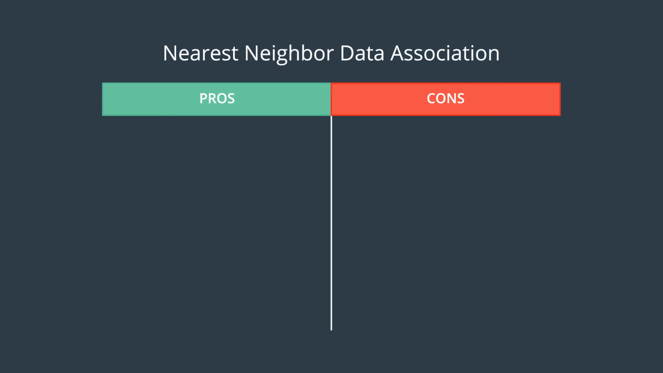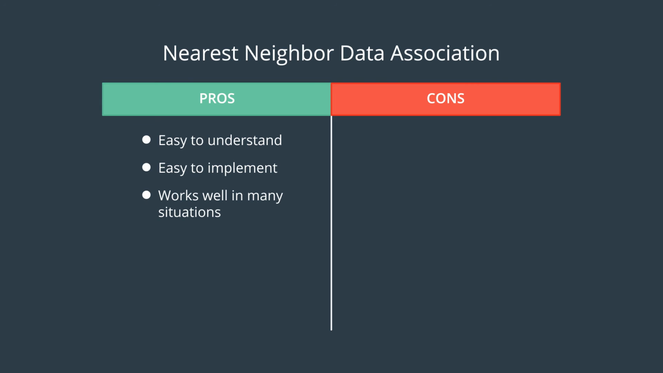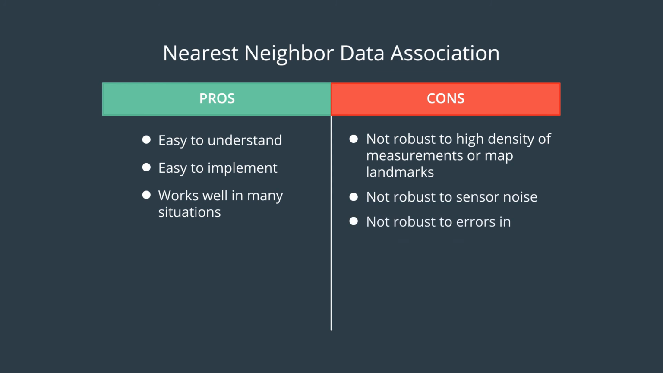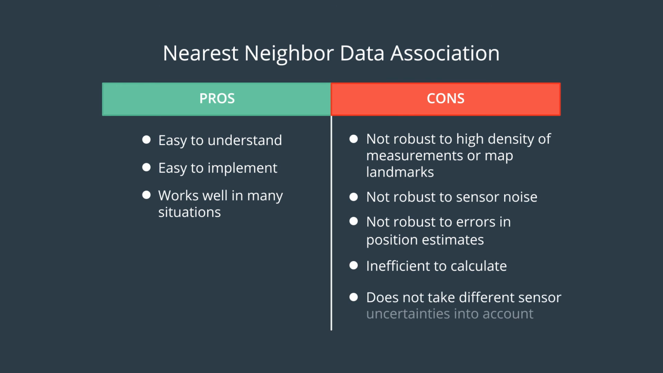So, let's summarize. The nearest neighbor data association technique is easy to understand and implement, and it works well in many situations. However, it is not as robust to large densities of measurements, sensor noise, or errors in position estimates. It can be inefficient to compute and also does not take sensor uncertainties into account.